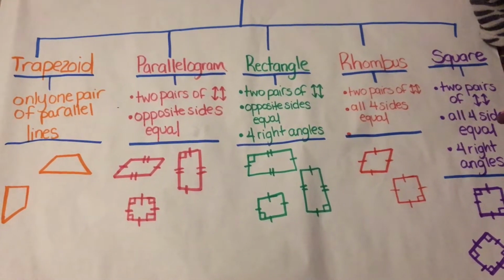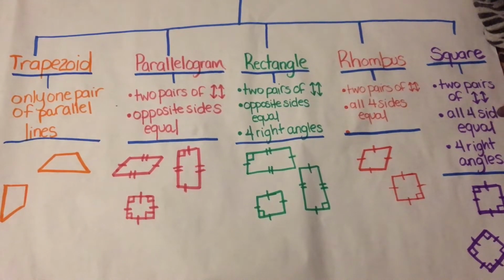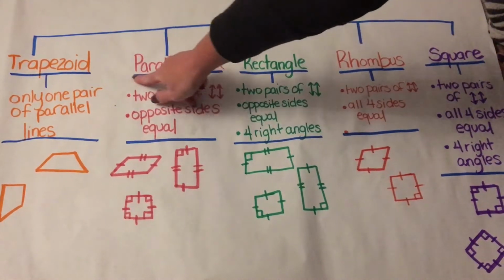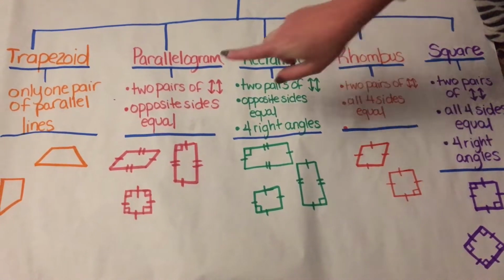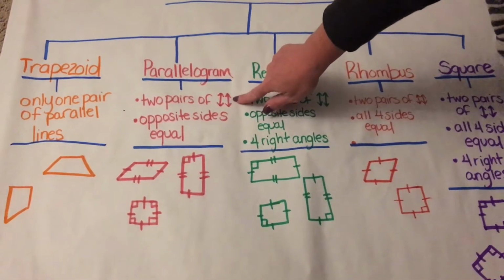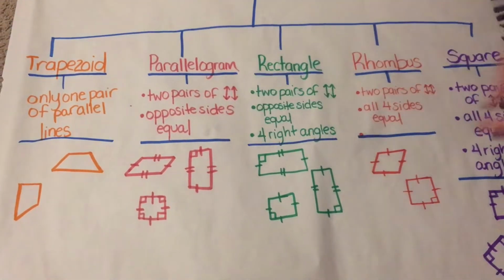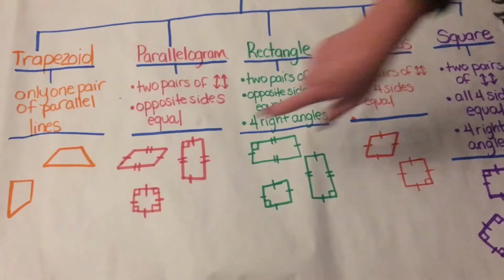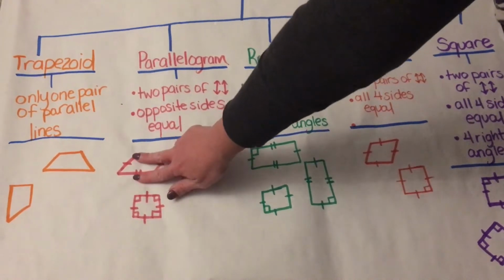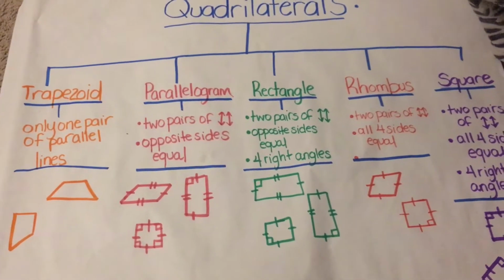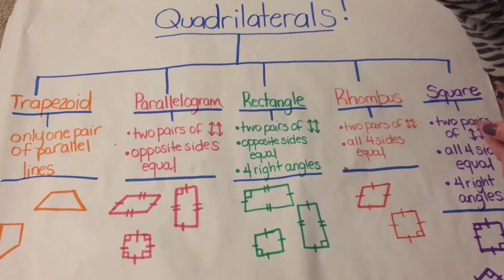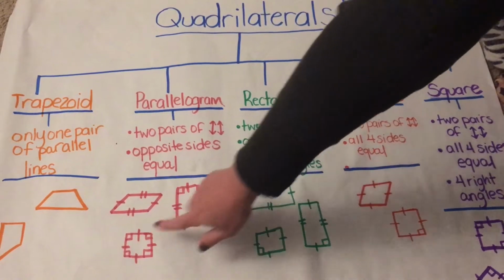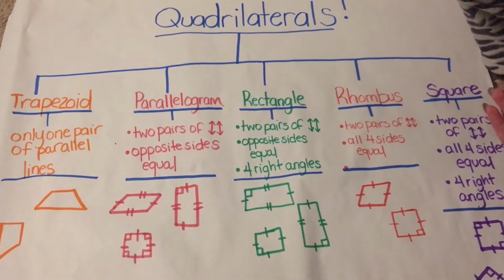Next up, parallelogram, which in its name says parallel. So we're looking for something that has two pairs of parallel lines, and the opposite sides have to be equal. So in these shapes, we have one pair of parallel lines, top and bottom, another pair of parallel lines, side to side. And all of these have those commonalities.